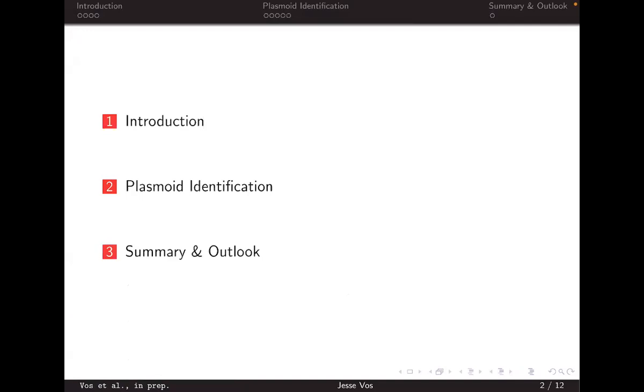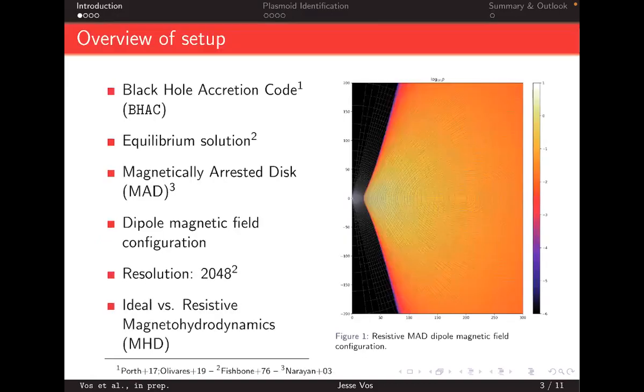So a brief overview of my talk will be a general introduction to the various things, including what's the difference between ideal and resistive MHD. And then I will go into some details about my plasmoid identification algorithm, but not in too much detail. It's still unpublished work. And then I will conclude with a summary and outlook. So the overview of the setup.